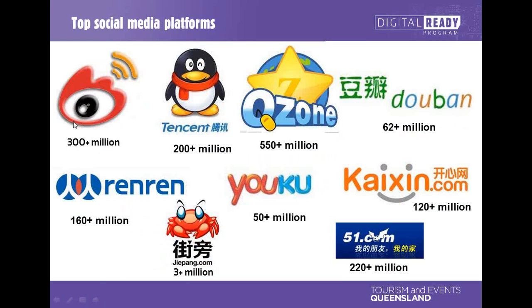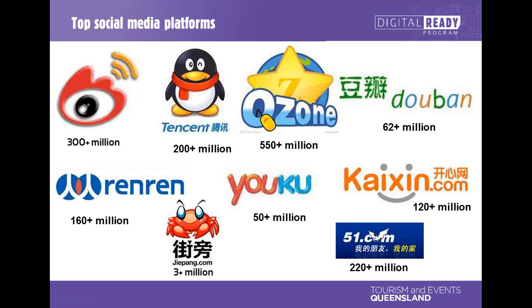So this one here, which looks like an eye type thing, this is Sina Weibo. Sina Weibo is similar to our Twitter. There are some differences still, but that's probably the best way to explain it. Tencent, with the little penguin, is very similar to Facebook, and it also does instant messaging. Qzone is another one that's similar to Facebook, as well as Douban. Renren is probably the most popular one that they use. It's closest to Facebook. It's very good for photo sharing.